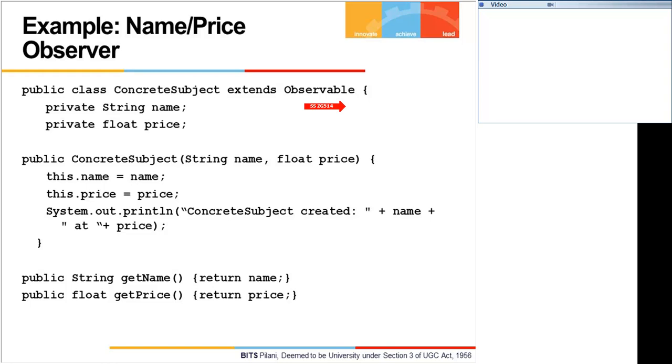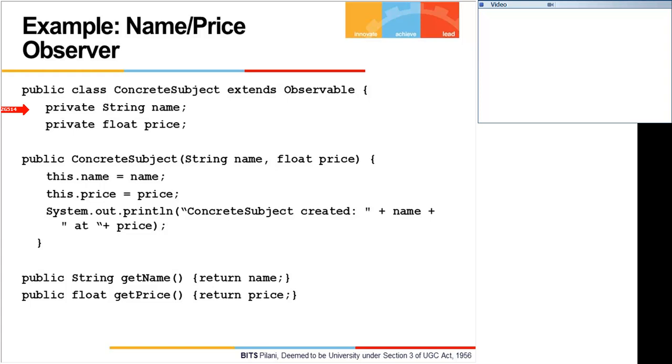Let's see what this particular concrete subject is doing. It has two data model objects, right? It has a name and it has a price, right? So the idea is it maintains a state in terms of name and price. Whenever there is a change in the name or the price, which is the state of this particular class, the observers which attach themselves to this concrete object should be notified, right? That's the whole idea.